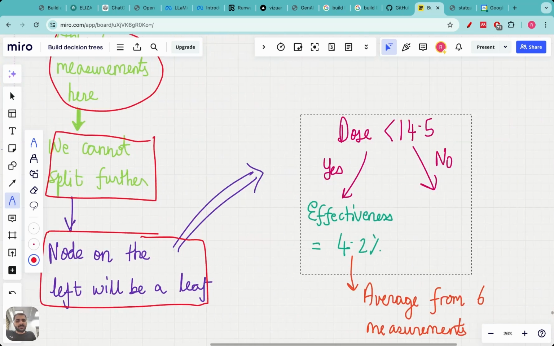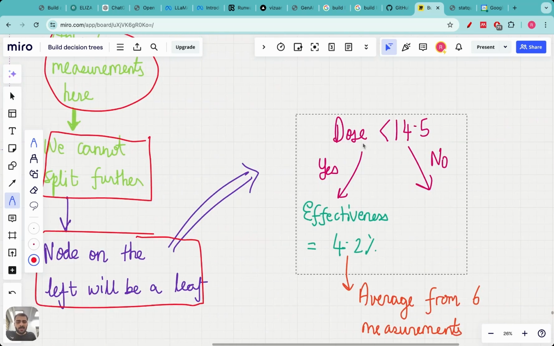So basically, the decision tree now looks like this. Earlier, at the beginning of this lecture, we only had those less than 14.5, yes and no, right? But when we looked at the yes branch, which is the left branch, we saw that there were only six measurements. So we could not split it any further. The splitting stops here. That's why it's a leaf node. And then the effectiveness will be equal to 4.2%.